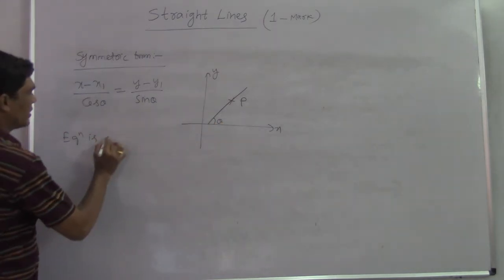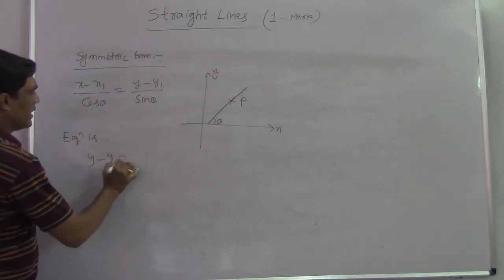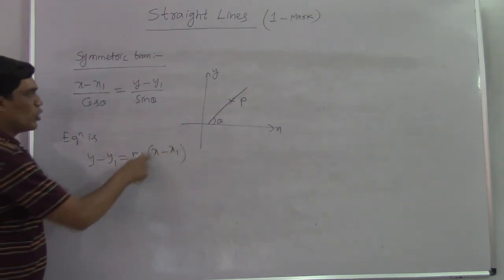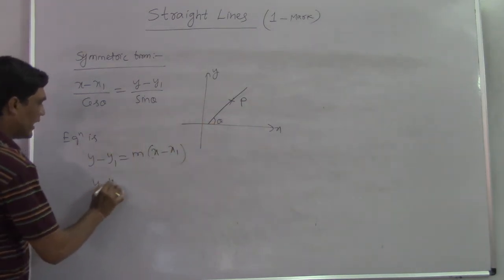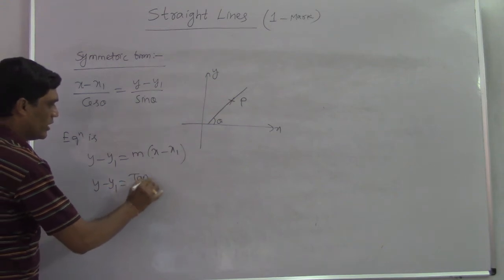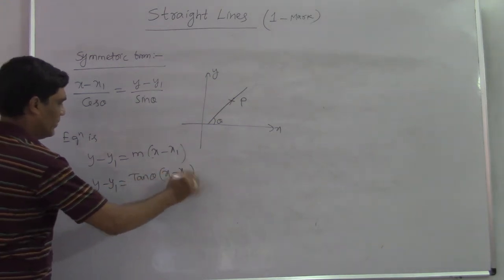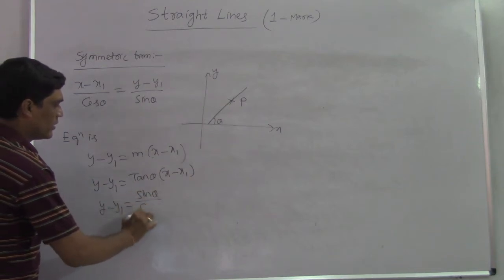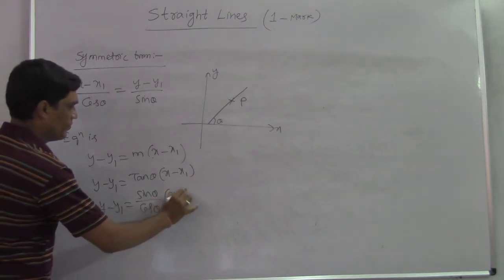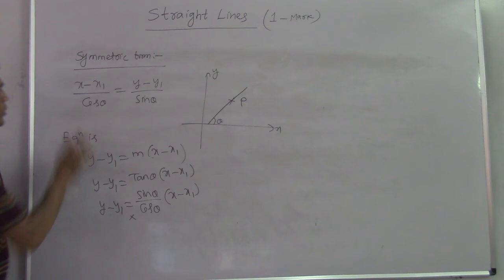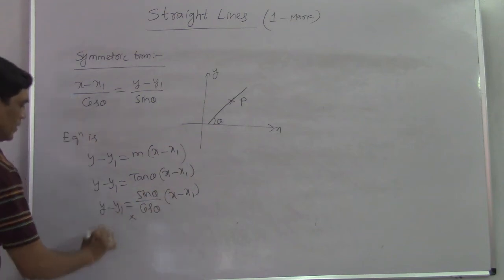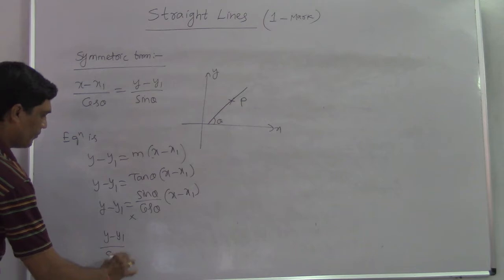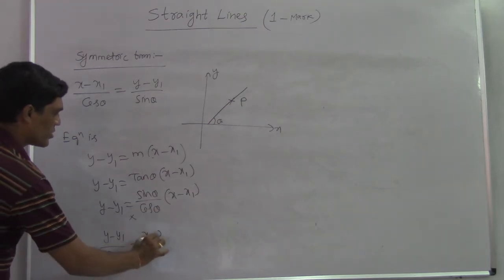So formula is what? y minus y1 is equal to m into x minus x1. Instead of slope, we have given theta. That's why we can take y minus y1 is equal to tan theta. So y minus y1, what is tan theta? Sin by cos. So if you take here, y minus y1 by sin theta is equal to x minus x1 by cos theta.